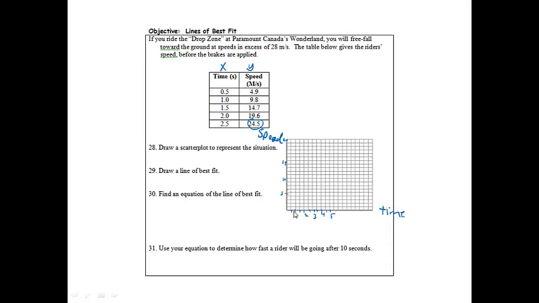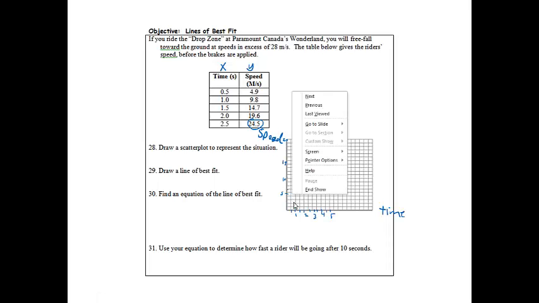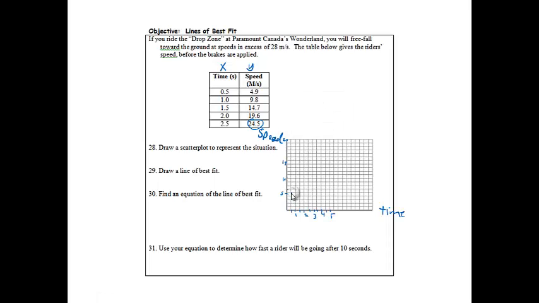Alright, so I've got 0.5, 4.9, which is almost a 5. Okay, and then we've got 1, 9.8, which is almost a 10. And then we've got 1.5, 14.7, which is almost a 15. And then we've got 2, 19.6, which is almost a 20. And then that last one, 2.5, goes off, but it's kind of way up here.